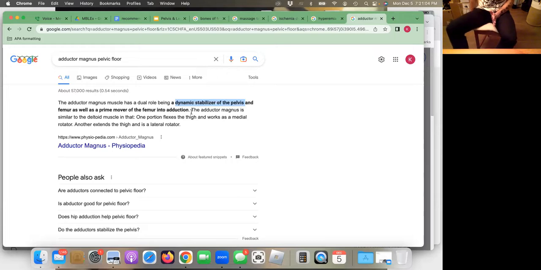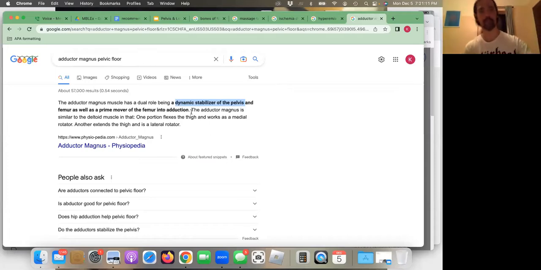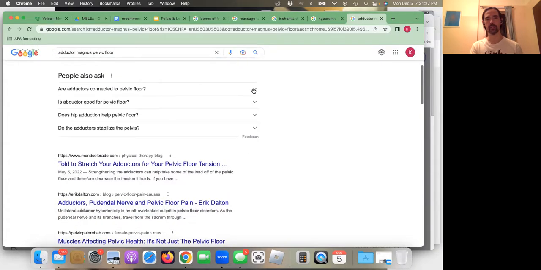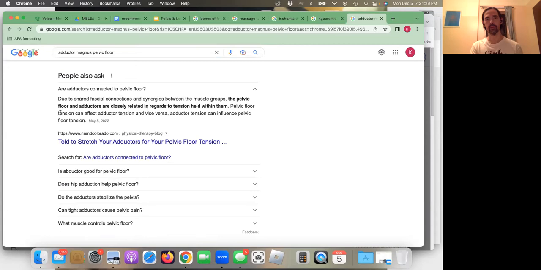I'm abducting my femur using my tensor fascia lata and part of my hamstrings and external rotators. The adductor magnus is similar to the deltoid in that one portion flexes the thigh and works as a medial rotator, another extends the thigh and is a lateral rotator. Okay. Our adductor is connected to the pelvic floor.